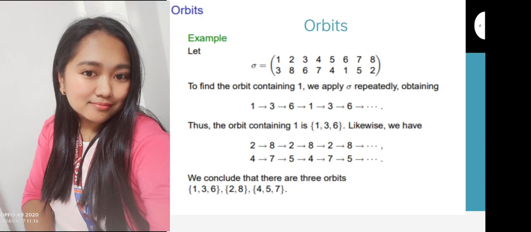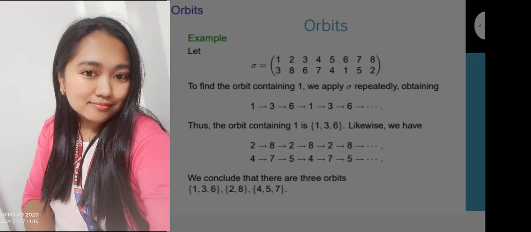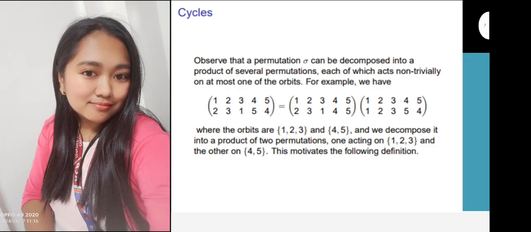So we have here the example of orbits. Consider a permutation. By applying it repeatedly, we identify the orbit containing a specific element. This process reveals the structure of permutation, showing how elements cycle through their positions. Okay, next, cycles. A permutation can be decomposed into cycles, each acting on a distinct orbit. The decomposition helps simplify the analysis of permutations, allowing us to focus on individual cycles and their interactions.